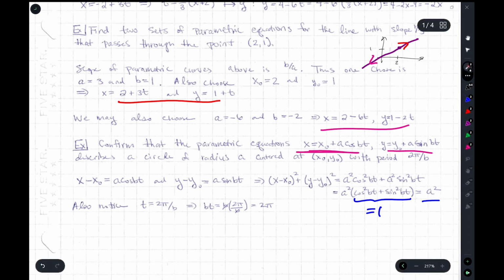And how do we know that it has period 2 pi over b? Well, notice that if you take t equal to 2 pi over b and multiply it by b, you get 2 pi. And so you've gone around the circle once, right? The circle has 2 pi radians, so you've gone around once when you hit time 2 pi over b, and so that's equal to the period. This b is sometimes called the angular frequency. In physics in particular, it's called the angular frequency.